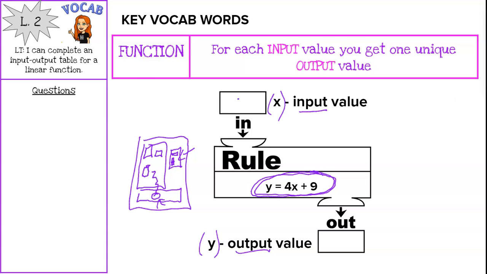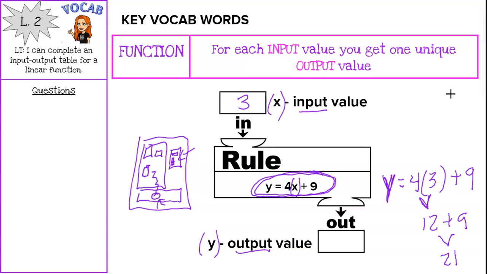So let's put 3 into our function. If we put 3 in, we would do y equals 4 times, I know that x is 3, so I put 3 in for x, plus 9. Well, we have to figure out what y is to get that value out. What's 4 times 3? 4 times 3 is 12, plus 9. 12 plus 9 is 21. So if we put 3 into our function, we're going to get 21 out of our function. So that is what a function is. You put something in, you get something out.